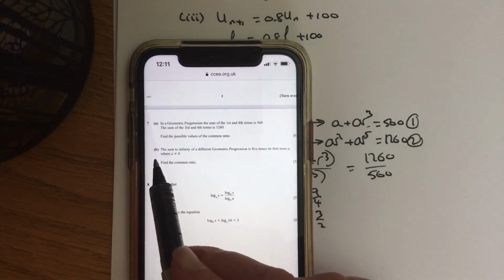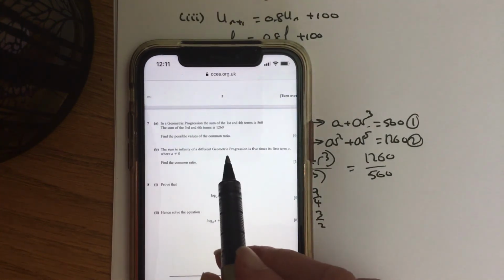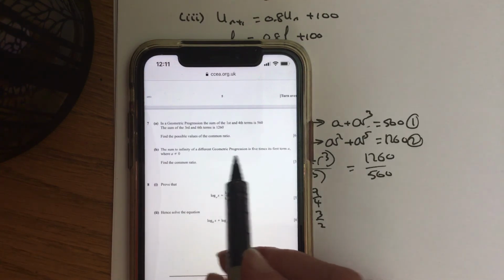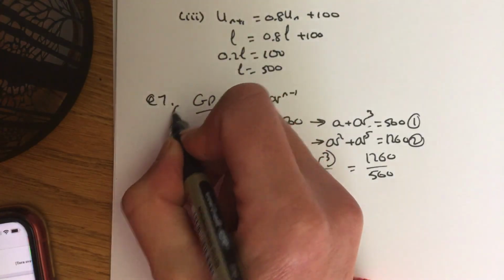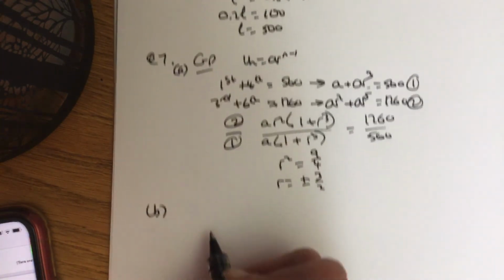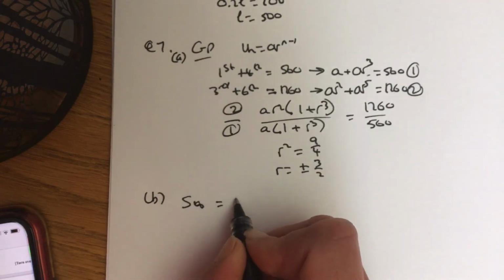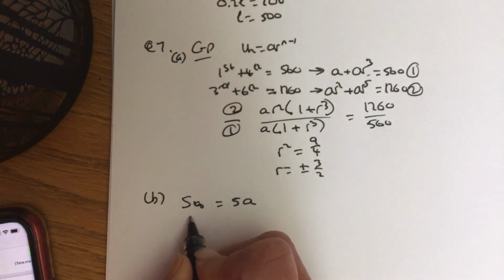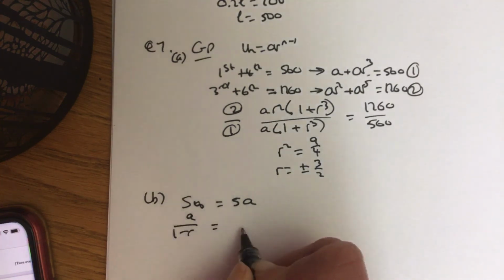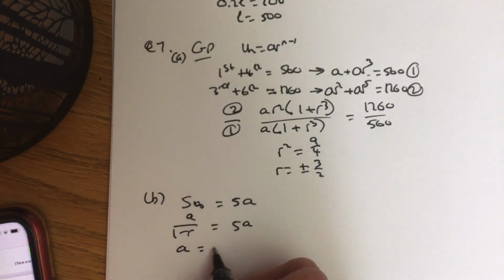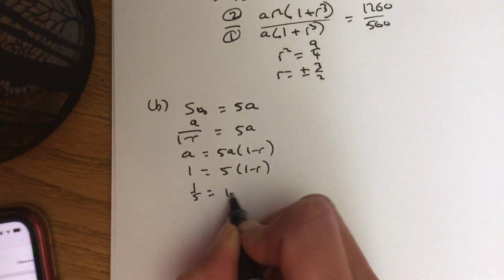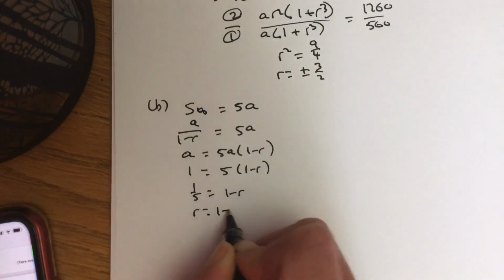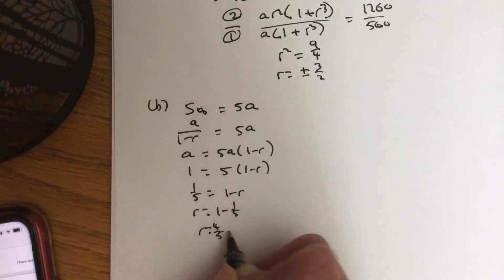We've done that. We're now told in part b, the sum to infinity of a different GP is 5 times its first term. So let's get that one sorted out. So part b, the sum to infinity is 5 times the first term. The sum to infinity is a over 1 minus r, so it's 5a. Just bring that 1 minus r to the other side. The a's cancel off. 1 over 5 equals 1 minus r. So moving that around, r is 1 minus a fifth, so r is 4/5.